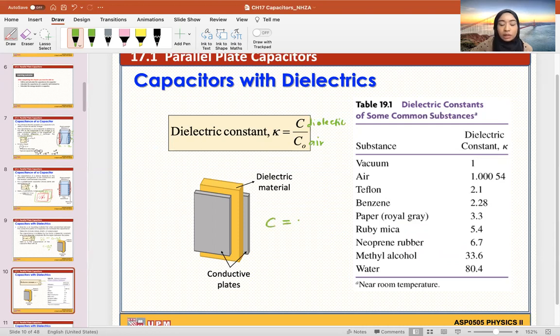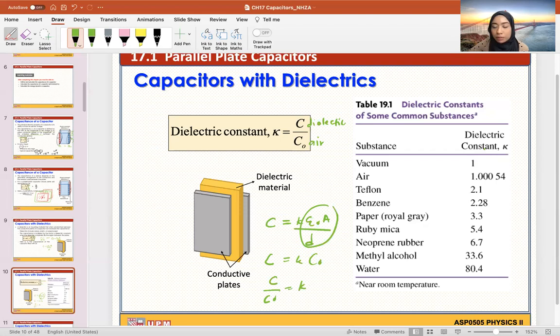C equals fancy K epsilon naught A over D, which is simply K C naught. And this is equal to C. This guy is C naught. C naught is capacitance with air, right? So C over C naught is just fancy K. Okay, so that is pretty straightforward, I think.